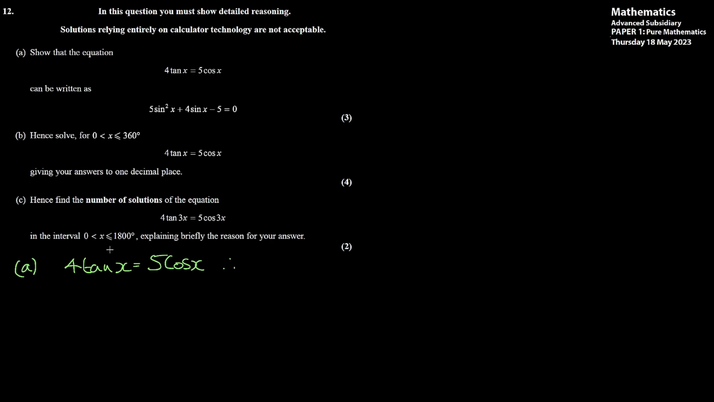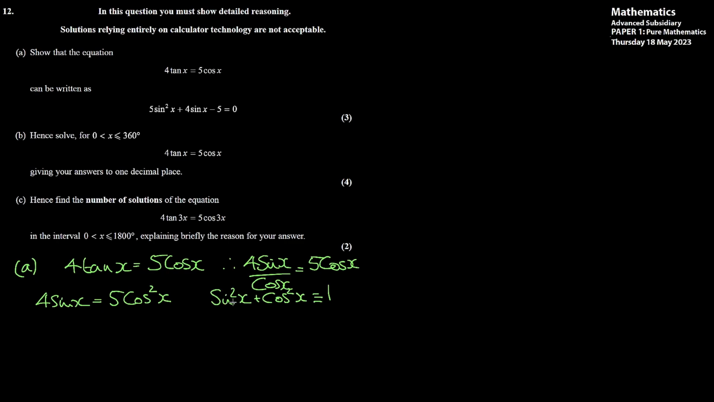Well, straight away, I can transform tan x into sine x divided by cos x. So we get this. Multiply through by cos x, so therefore I can say that 4 sine x is equal to 5 cos squared x. Got to get rid of the cos, and we can do that by using the first of the Pythagorean identities. Transforming cos, this will become 1 minus sine squared, so I can say that 4 sine x is equal to 5 times (1 minus sine squared x).